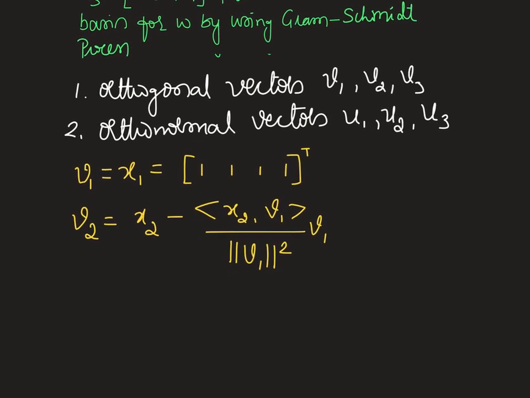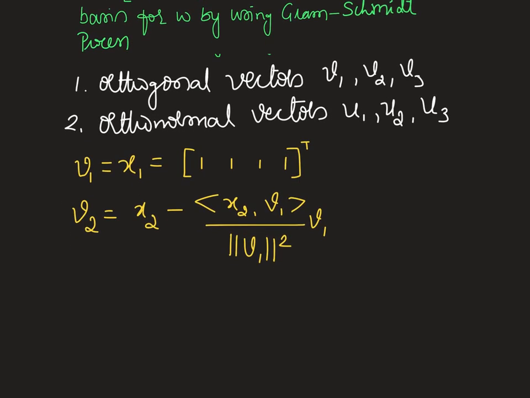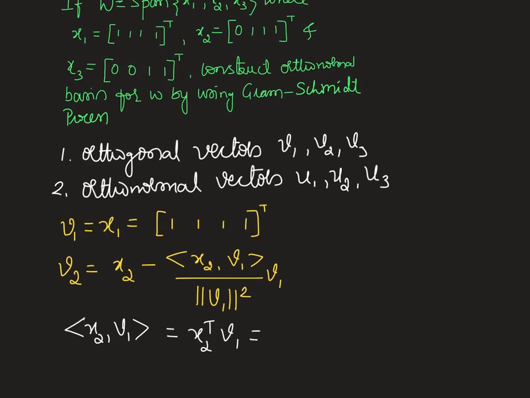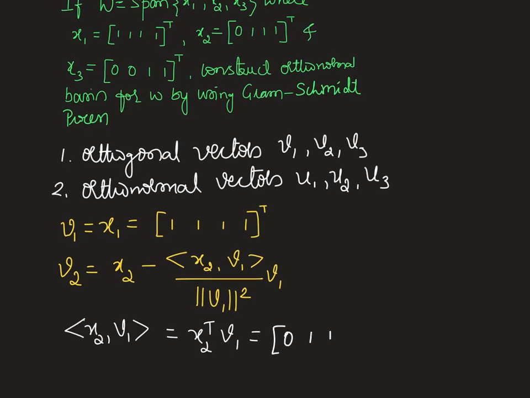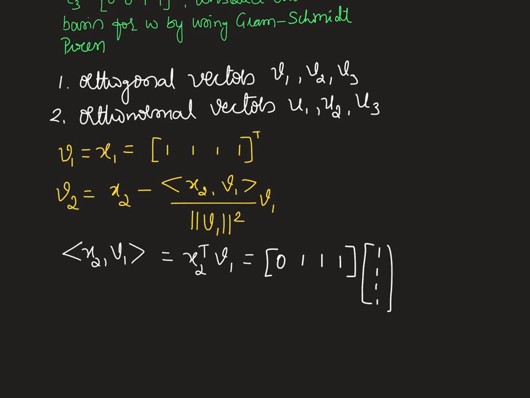So we find the inner product of x2 and v1. This is x2 transpose times the matrix v1, where x2 transpose means (0, 1, 1, 1), and v1 is the column matrix (1, 1, 1, 1). Taking this product, we get 0 plus 1 plus 1 plus 1, which is 3.